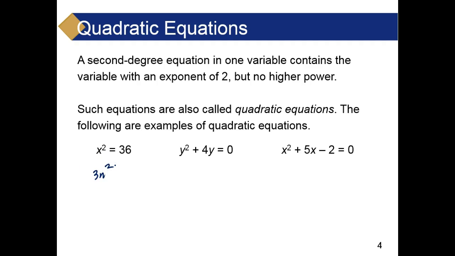3n squared plus 2n minus 1 equals 0. Is that a quadratic equation? Sure. The maximum exponent is 2, and there's no fractional or negative exponent, so you're fine. How about this one? This is a strange looking one. 5x squared plus x plus 2 is equal to 3x squared minus 2x minus 1. Is that a quadratic equation? Sure, the maximum exponent is still 2.